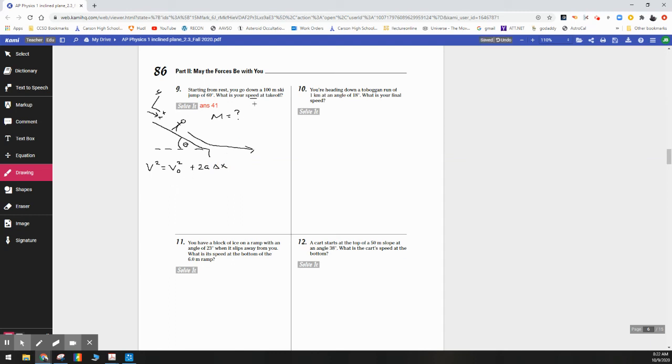So we're looking for the speed at takeoff. It says start from rest, so we know that v0 is going to equal 0, which helps us out. Okay, so here is v squared equals 0 plus 2a delta x. The only thing we need to know in order to solve this problem is what a is, because it tells us you go down a ski ramp of 100 meters. So that's going to be our delta x here. Okay, so I need to find acceleration.